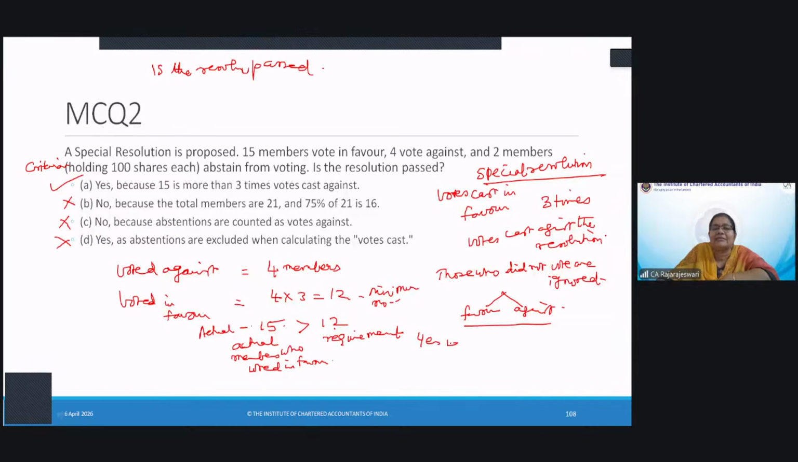Yes is the answer. You have passed the resolution. Why? The reasoning is because 15 is more than 3 times. This is clear, no? Only then you pass that resolution. Abstentions are excluded. But when will you take it as the resolution passed? Only if this criterion is met, that resolution is deemed to have been passed.